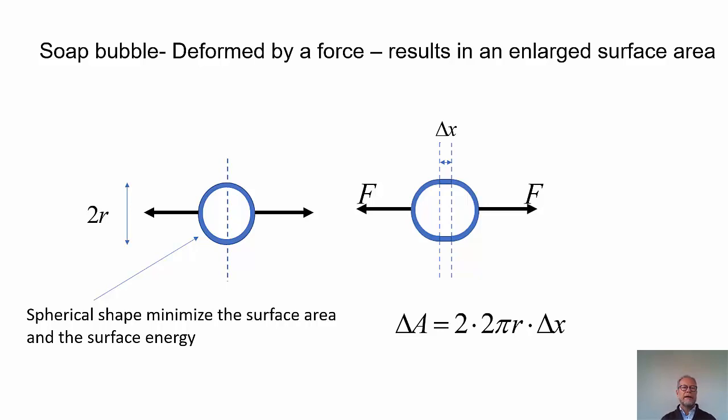Now we're looking at a soap bubble. To the left we have a bubble here with the radius r, and it will form a sphere in order to minimize the area and thus the surface energy. And in this mind experiment, we are pulling apart the hemispheres and extend in the middle of the bubble with a stretched out delta x. This also means that we will enlarge the surface area with delta A, which will be equal to the circumference times delta x times 2, since we have two surfaces here.